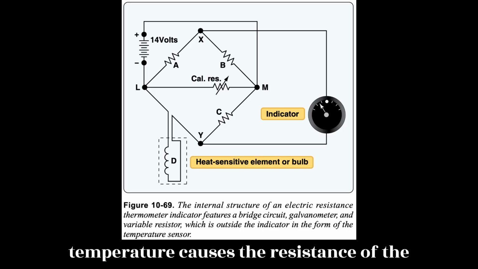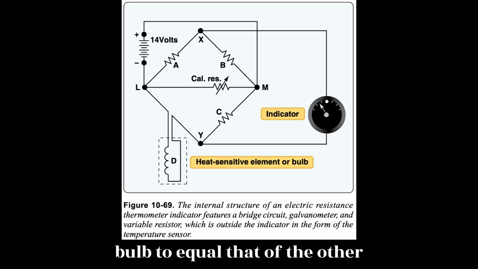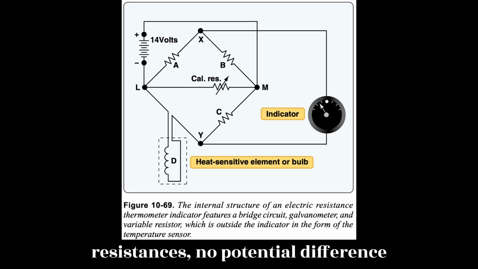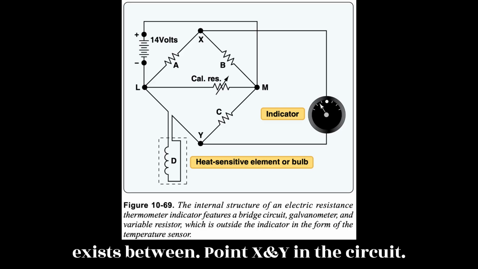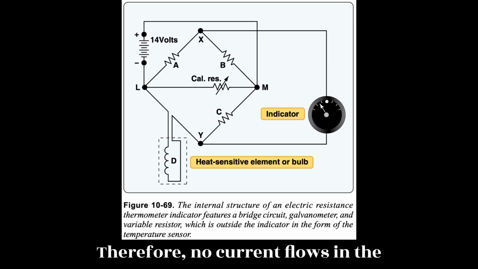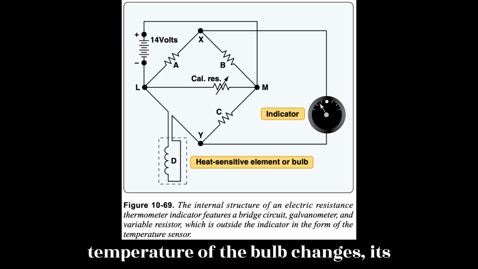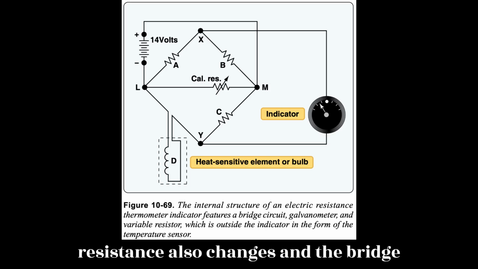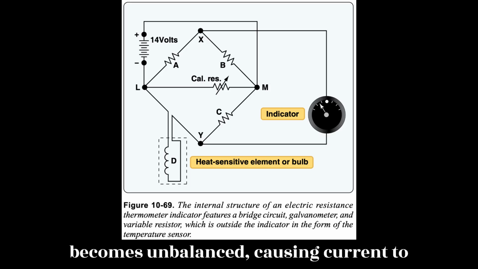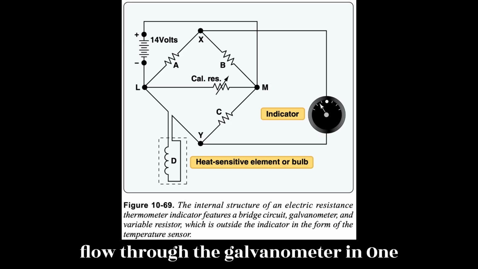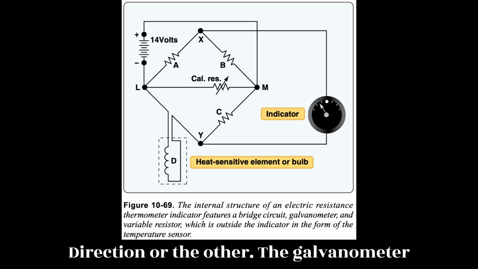When the temperature causes the resistance of the bulb to equal that of the other resistances, no potential difference exists between points X and Y in the circuit. Therefore, no current flows in the galvanometer leg of the circuit. If the temperature of the bulb changes, its resistance also changes, and the bridge becomes unbalanced, causing current to flow through the galvanometer in one direction or the other.